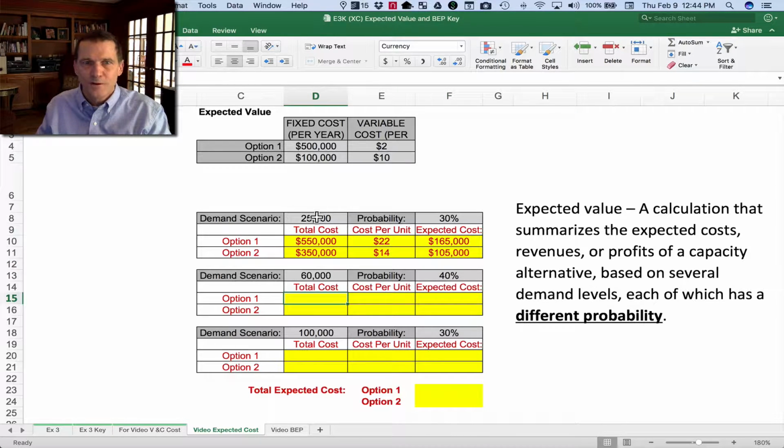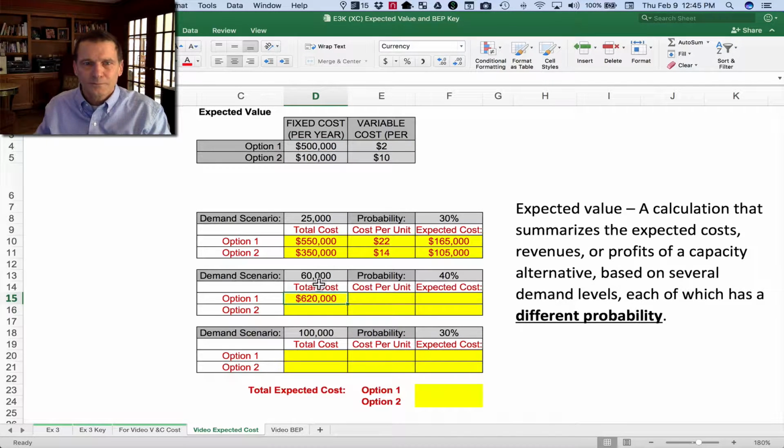So we just completed it for 25,000 pieces. How do my option 1 and 2 weigh in for total cost projection? And under this demand scenario being only 30% likely, what is the 30% weighting of those total costs? I'm going to blow through these other two because we need to keep her moving, and you already know how this formula is built. So there we go, equals D4 plus E4 times the 60,000.